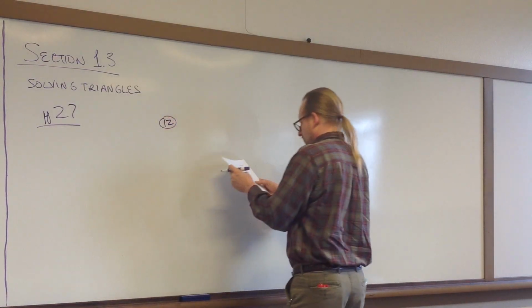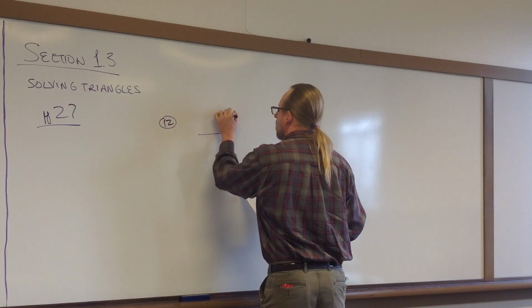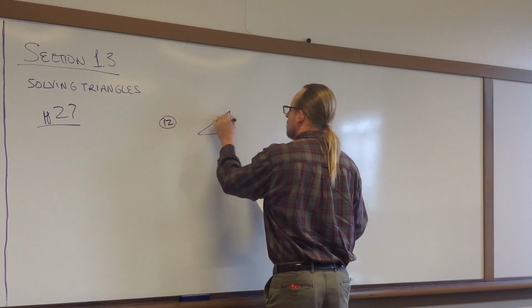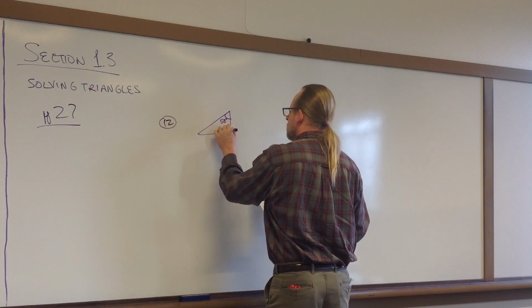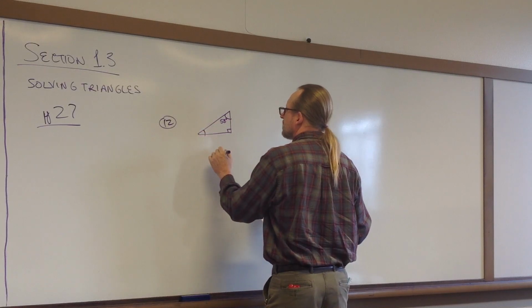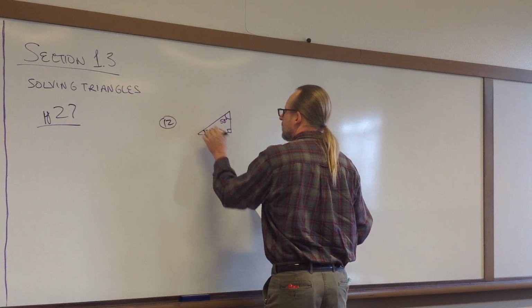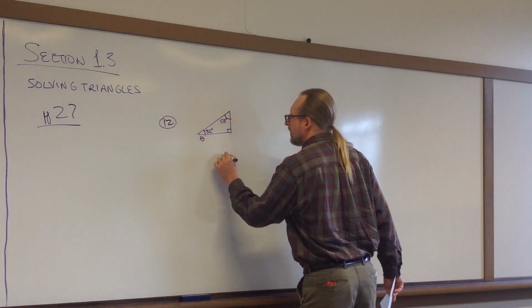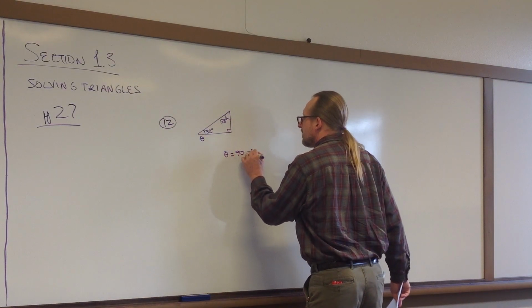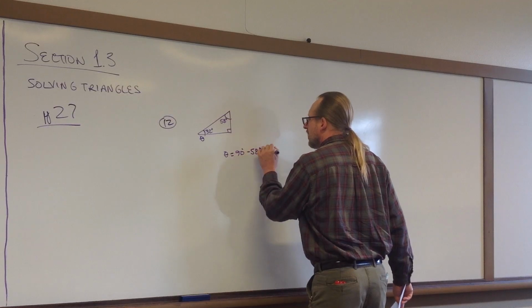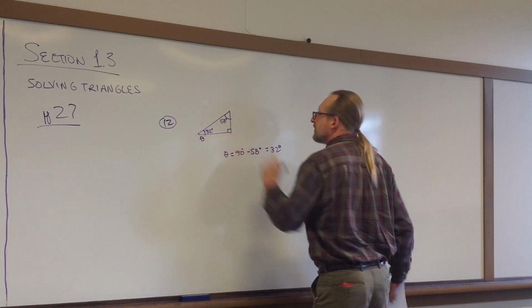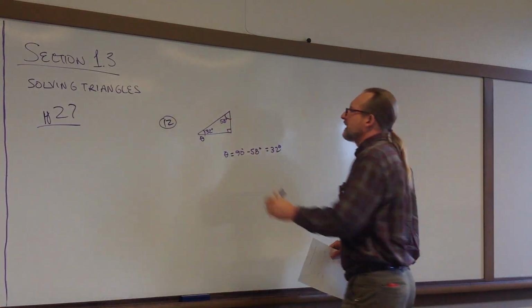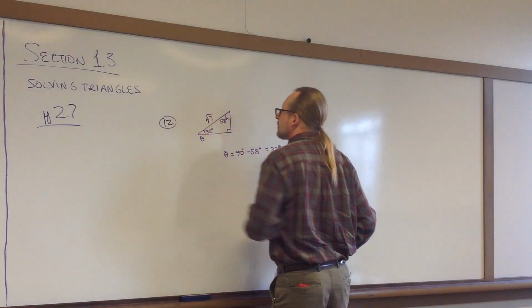All right, problem 12. We've got a triangle here. This is 58 degrees. That's 90 degrees. So that means this one is going to be, what, 32 degrees, right? We call that theta. Theta is 90 minus 58, which is going to give us that 32 degrees. And then we've got one side length right here, which is square root 7.